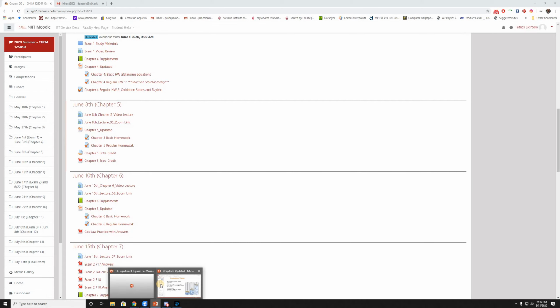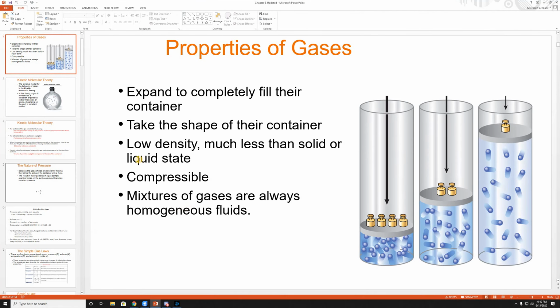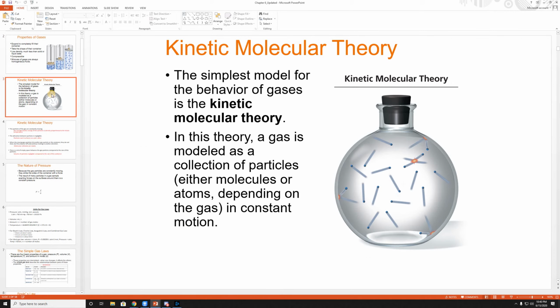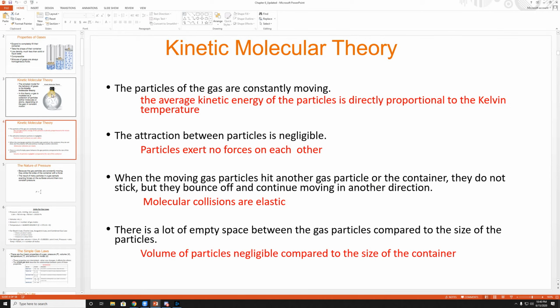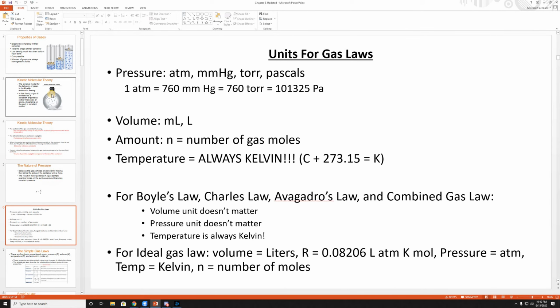So now chapter 6. Chapter 6 involves gases. So know your kinetic molecular theory of gases. Understand the units for pressure. Know the units for all the different gas laws. So not necessarily memorizing the gas laws, just knowing the different units that are acceptable in each one.